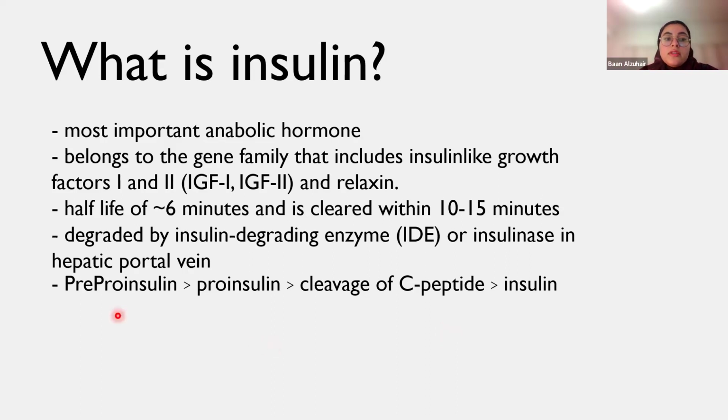It starts with its precursor, which is pre-proinsulin, which then gets converted into proinsulin. Proinsulin is actually insulin bound to a C-peptide. If you cleave the C-peptide, you'll end up with the active, mature form of the hormone, which is insulin. An overview of insulin's role, we're going to go into it, inshallah, in detail later.